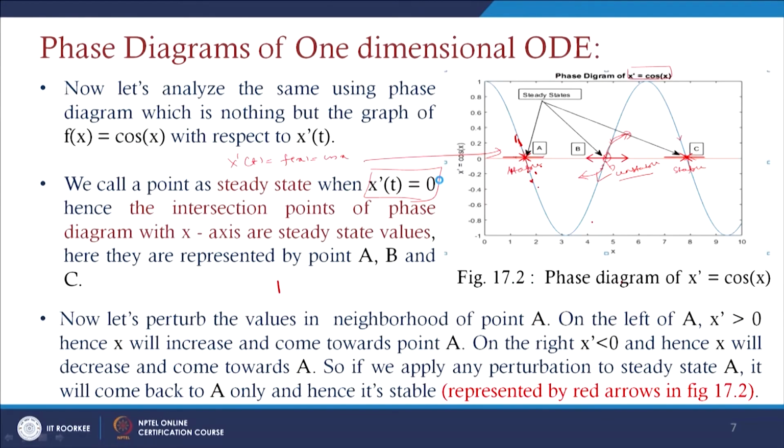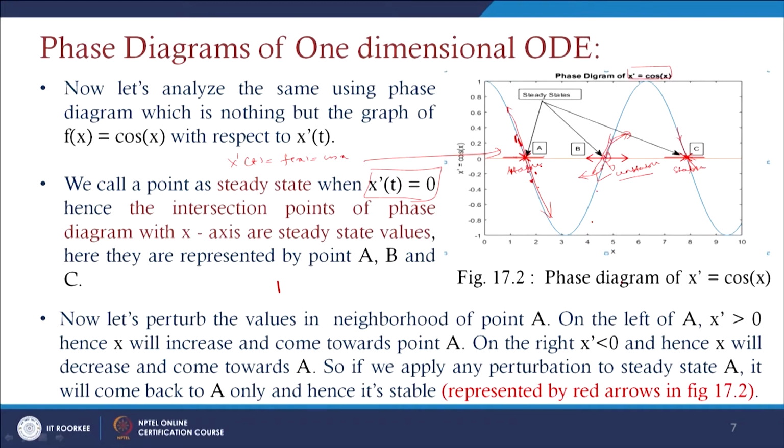Now, if you observe the slope near these points, do you find anything interesting? If you plot the slopes here, these slopes are called negative slopes, and these are called positive slopes.